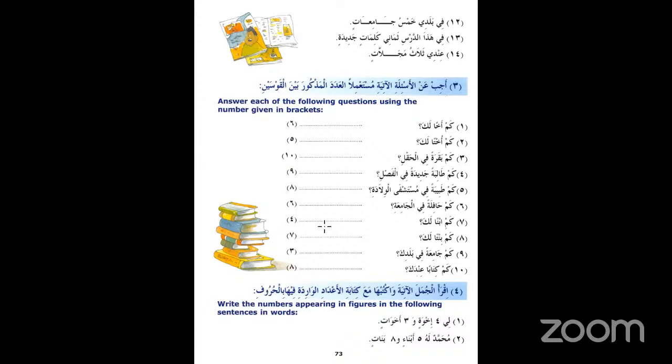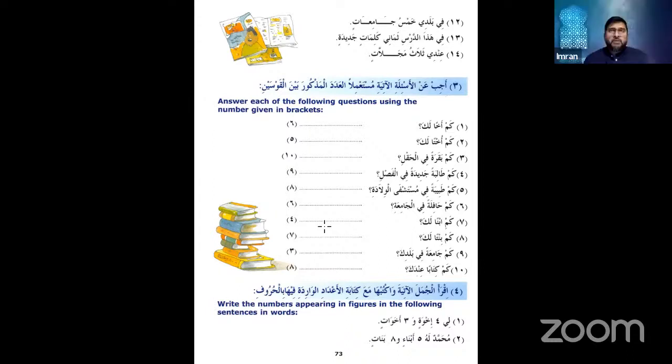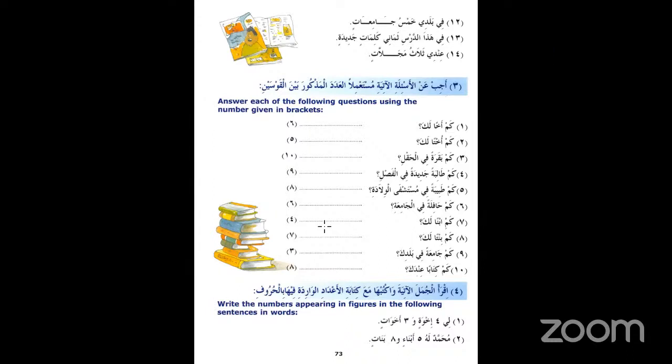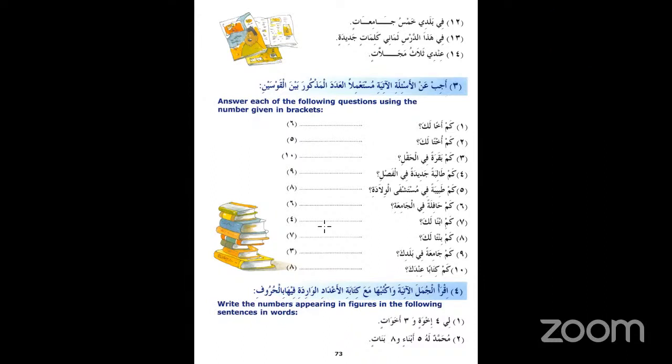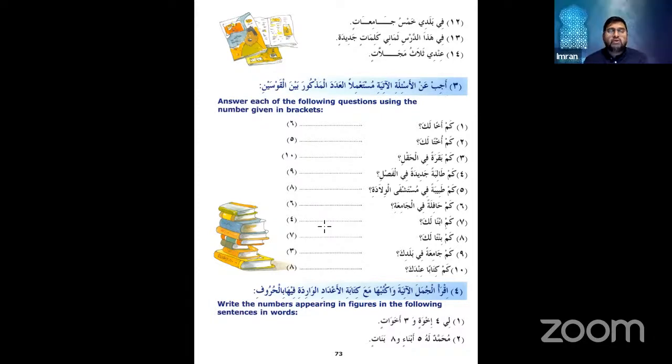And number 2. Kam ukhtan laka. How many sisters do you have? So now the masculine number. Li sittu. Nope, 5. Oh, sorry. Li khamsu akhawatin. Li khamsu akhawatin, correct. Sister Alia, 3 and 4.